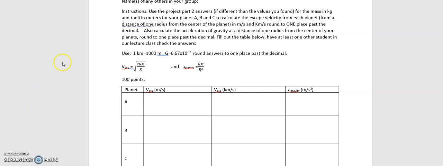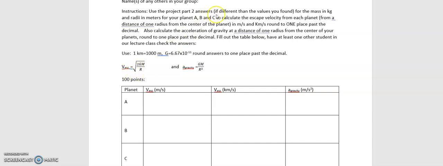Here's our example for project part 3. It's basically using what we already know. That is, we know the mass and the radius of our 3 planets: Planet A, Planet B, Planet C. And this time we're going to use that information to calculate the escape velocity from the surface of the planet.